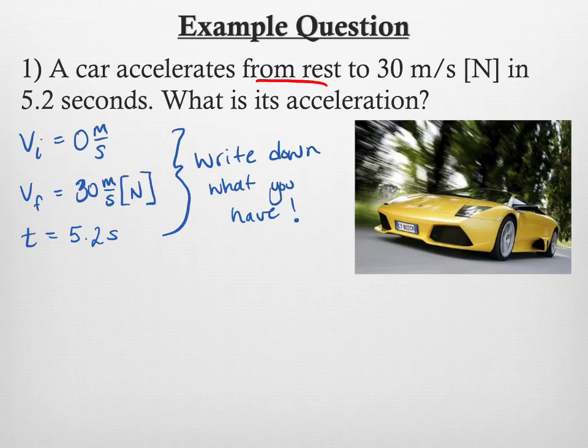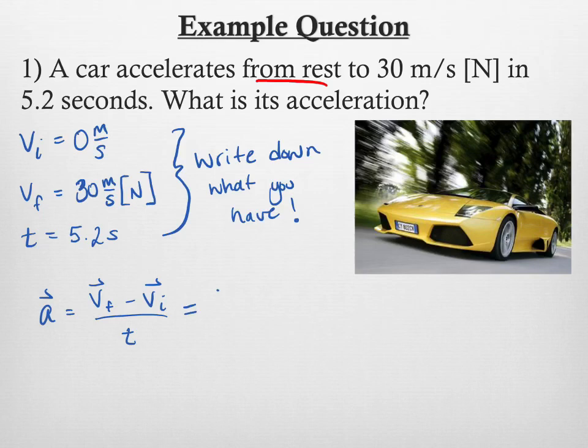Okay, so what is our equation for acceleration? Do you guys remember? It was final velocity minus initial velocity divided by time. Okay, that's kind of the format that I want you to think of most often. Great, we have final velocity, we have initial velocity, we have time. So let's just plug in all these numbers.